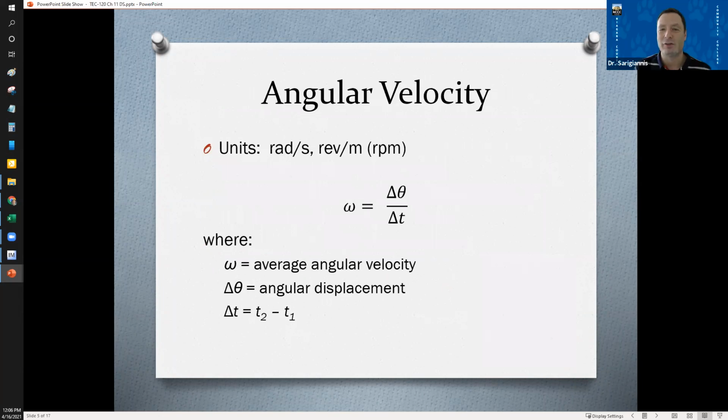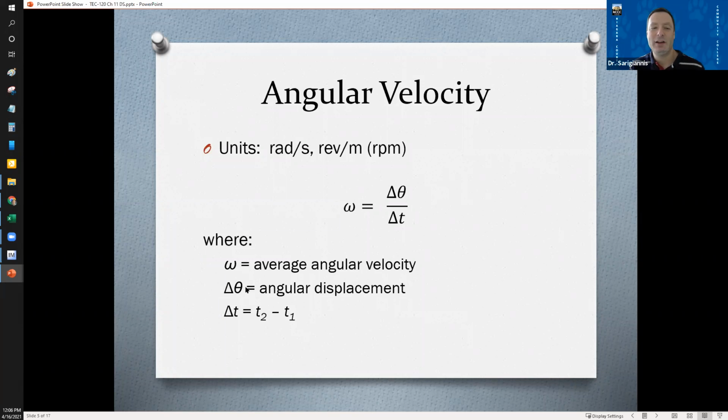Here are the units on angular velocity. Notice it's delta theta over delta t. So radians per second and revolutions per minute are the common units given for angular velocity, and you have to be able to convert between those. We'll do some conversions. In fact, the first example is a conversion.